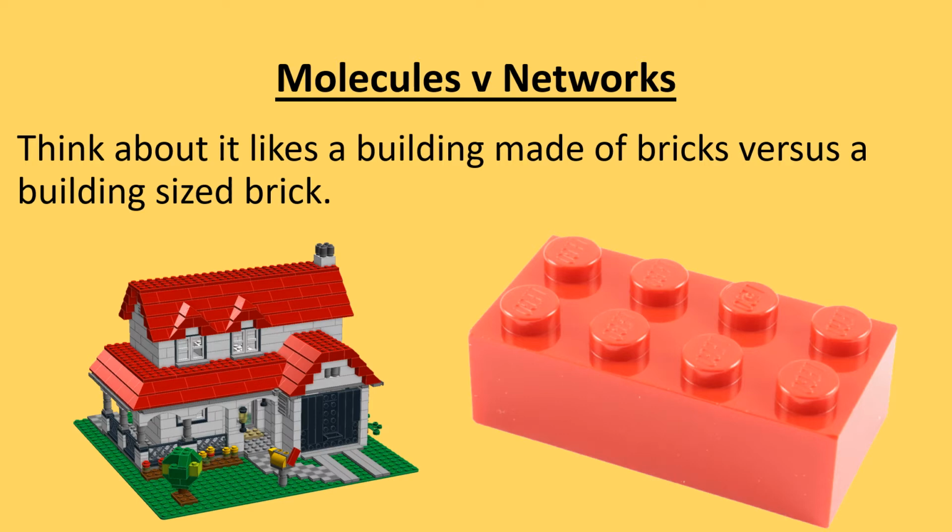Now this is quite a good analogy for what we're going to go on to when we look at properties, because if you then imagine how easy it would be to dismantle the house made of many bricks, compared to how easy it would be to smash that single big brick up into tiny pieces. It's obviously going to be a lot easier with lots of small things. And that idea of breaking something down and how easy it is to break down is a nice way for us to introduce a couple of the properties that we're going to look at as we go through this video.